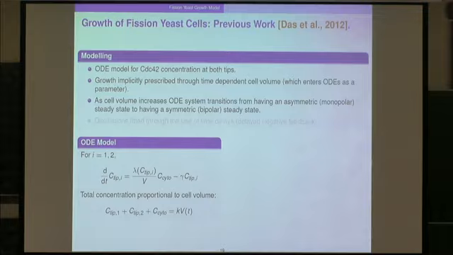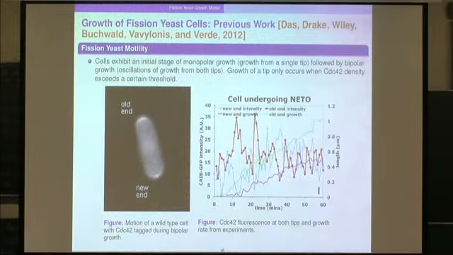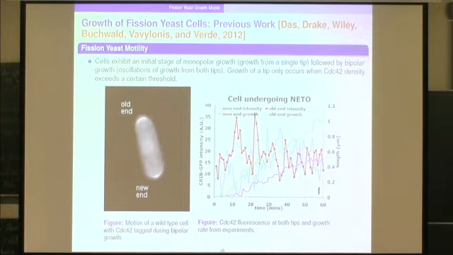And they show numerically that by choosing this lambda appropriately, initially the system of ordinary differential equations has a single asymmetric steady state, which has elevated CDC42 only at one tip, corresponding to monopolar growth. And as the volume increases, you switch to a symmetric steady state, and you have elevated CDC42 at both tips, corresponding to bipolar growth. But what we saw in the experiments was that you don't have a steady state of elevated CDC42 at both tips. You have oscillations in CDC42 intensity.